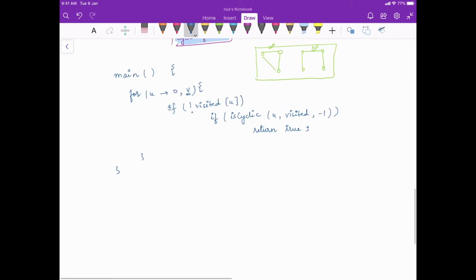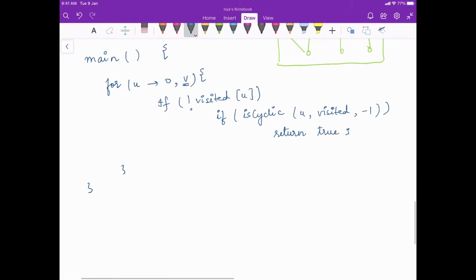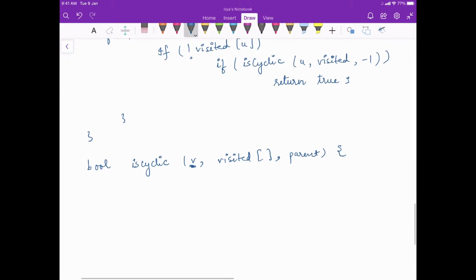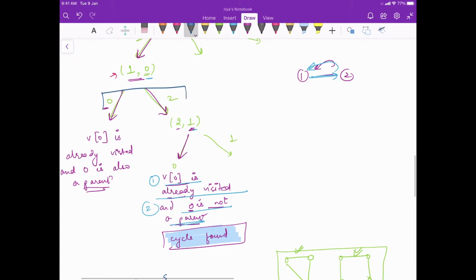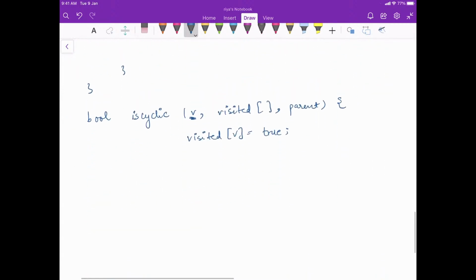Now let's quickly see how this isCyclic function will look, right? I have a boolean function. This function basically checks, for a particular traversal, whether there is a cycle or not. So we pass the particular node, we pass the visited array, and we also pass the parent, right? This is the node from which the DFS is starting. First, since the node is being visited, you mark visited equal to true for that node, right? Now you go to all its neighbors. This is what we used to do. We used to go to each and every neighbor one by one. So that is the case here.